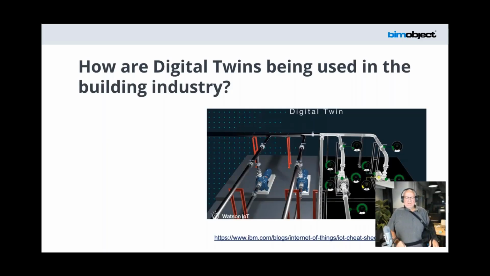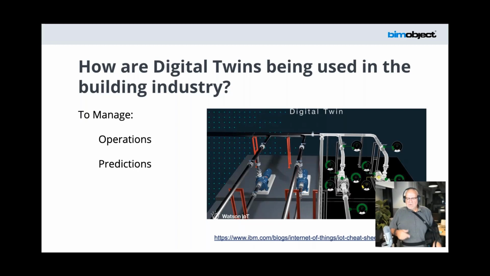How are they being used in the building industry? Well, this is an area where right now it is, I won't say undefined, but I will say it's defined differently across different maturities of the industry. It's used to manage operations, to make predictions, not just in logistics and delivery of materials to construct that facility, but even predicting out of range parameters for, say, an air filter in an air handler with pressure sensors and IoT.